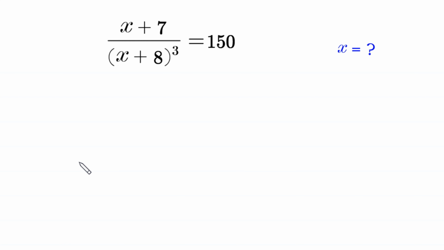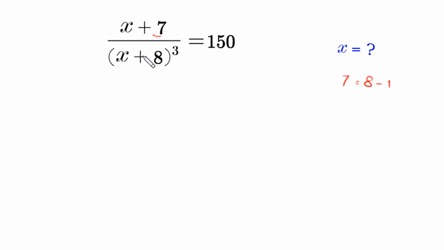Hello, welcome to how to solve this very nice algebra equation. (x + 7) over (x + 8), whole cubed, is equal to 150. We need to find all possible values of x. So let's start. This 7 can be written as 8 minus 1.